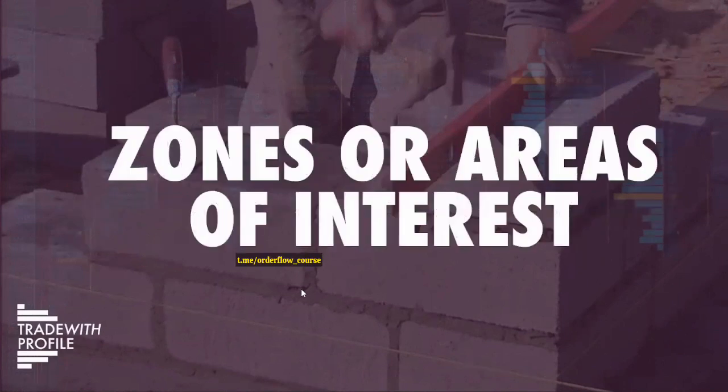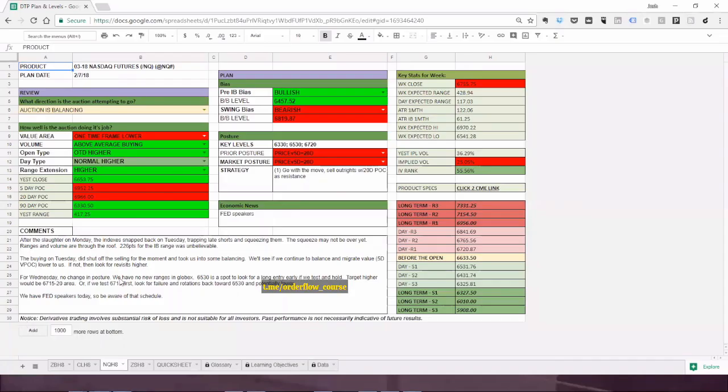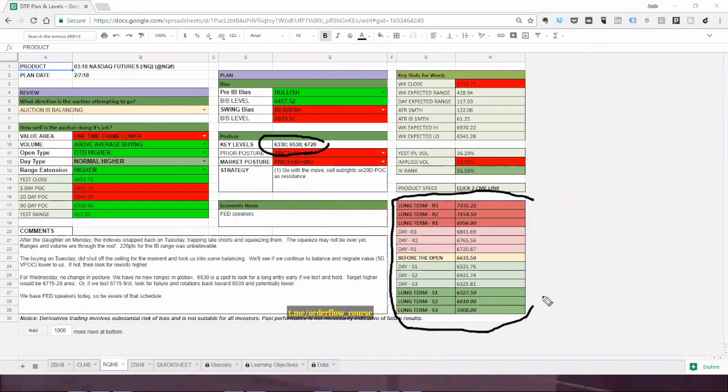Zones or areas of interest. So on my plan every day, I have prices that I am interested in participating in. Some of them I consider key levels. Some of them are areas that I'm looking for some type of movement. I set some shorter term levels of interest, some longer term, if we have an expansive day, every day that I'm looking at. And these are levels that I pull from the prior auctions to get a sense for where participants are at.